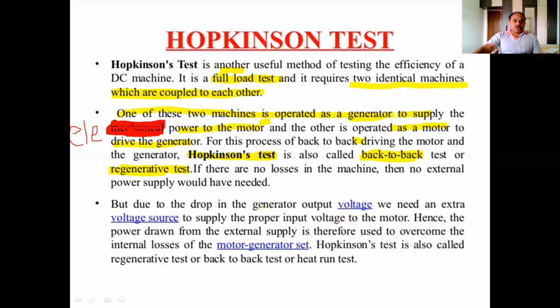But there exist some losses in actual machines. The generator output would need extra voltage to supply proper input voltage to the motor. Hence, power drawn from the external supply is used to overcome the internal losses of the motor-generator set. So actually there exist losses in the machines, and to overcome these losses, we give supply from an external source to the parallel combination of the set.